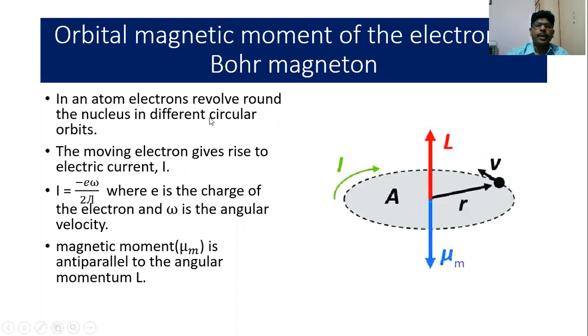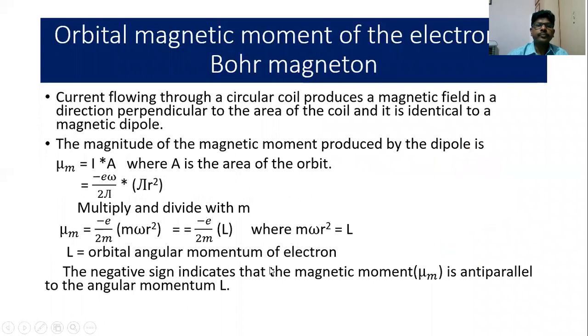In an atom, electrons revolve around the nucleus in different circular orbits. The moving electrons give rise to an electric current I, given as I is equal to minus e omega by 2 pi, where e is the charge of the electron and omega is the angular velocity. We have already seen the magnetic moment is anti-parallel to the angular momentum. Current flowing through a circular coil produces a magnetic field in a direction perpendicular to the area of the coil, and it is identical to a magnetic dipole.